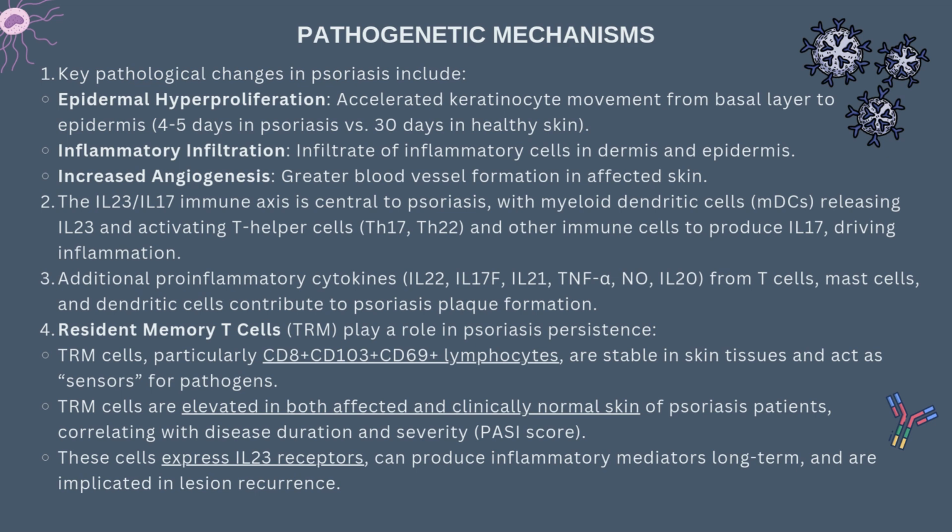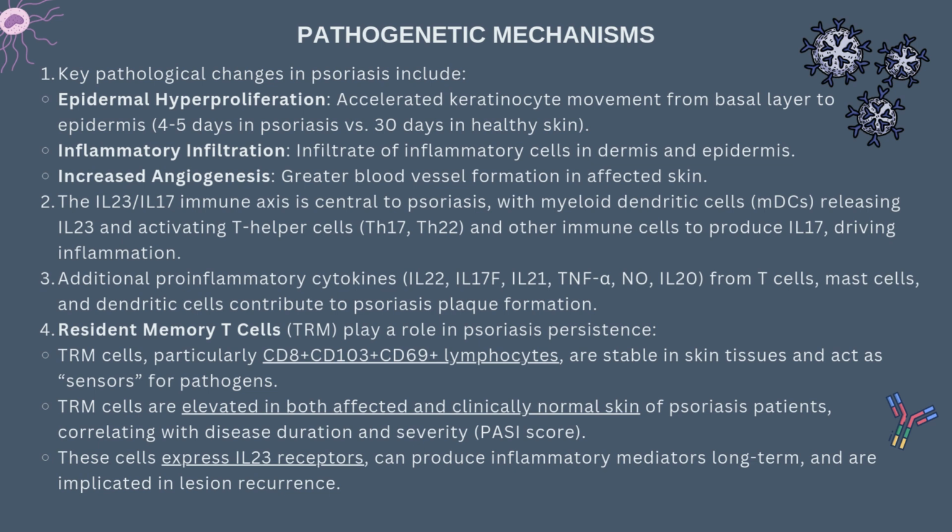Pathogenetic mechanisms: key pathological changes in psoriasis include epidermal hyperproliferation, accelerated keratinocyte movement from basal layer to epidermis, 4 to 5 days in psoriasis versus 30 days in healthy skin. Inflammatory infiltration: infiltrative inflammatory cells in dermis and epidermis. Increased angiogenesis: greater blood vessel formation in affected skin.